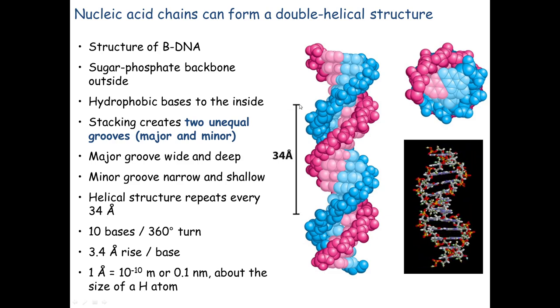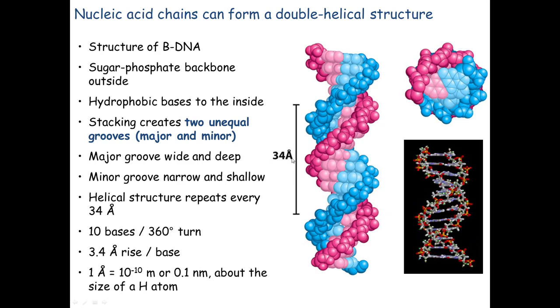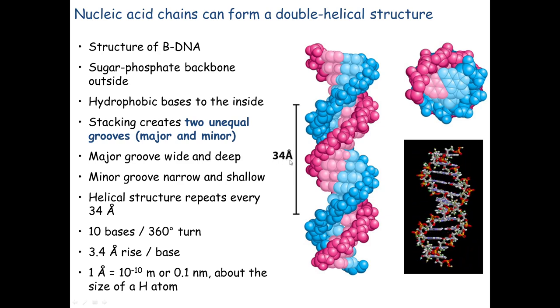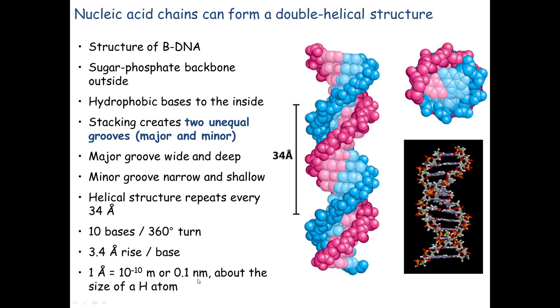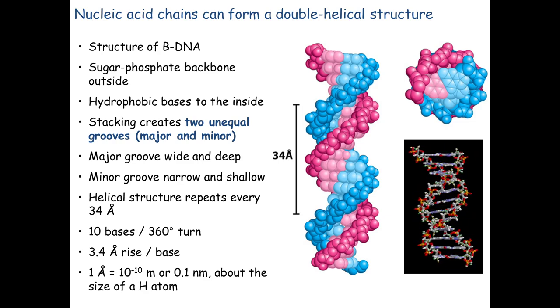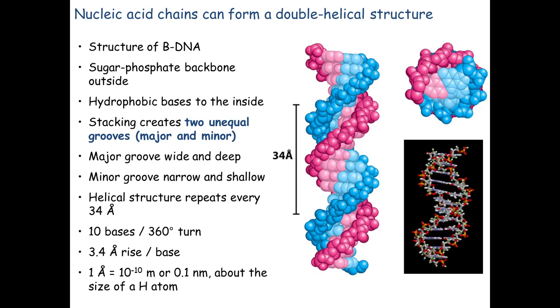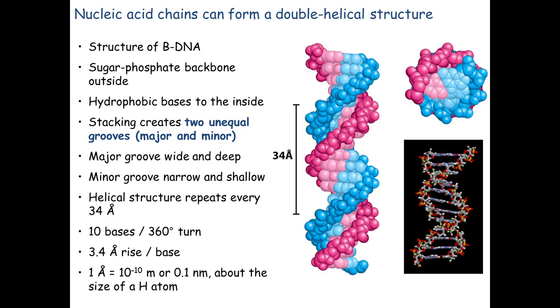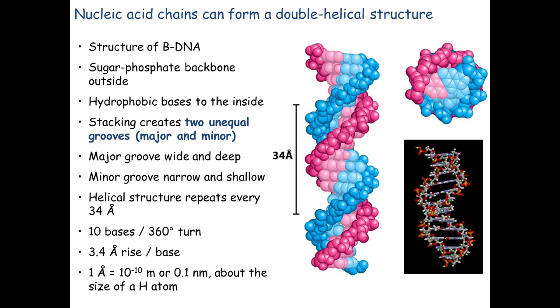Okay. Also, from one position to the next, the other number I want you to know is 34 angstroms, right? What's an angstrom? An angstrom is 10 to the minus 10 meters, or about 1/10 of a nanometer, or about the size of a hydrogen atom. Why pick such an odd measurement, right? We like to do things in 10 to the minus 3, minus 6, minus 9, you know, the milli, micro, nano scale, right? So why pick an off 3 base?